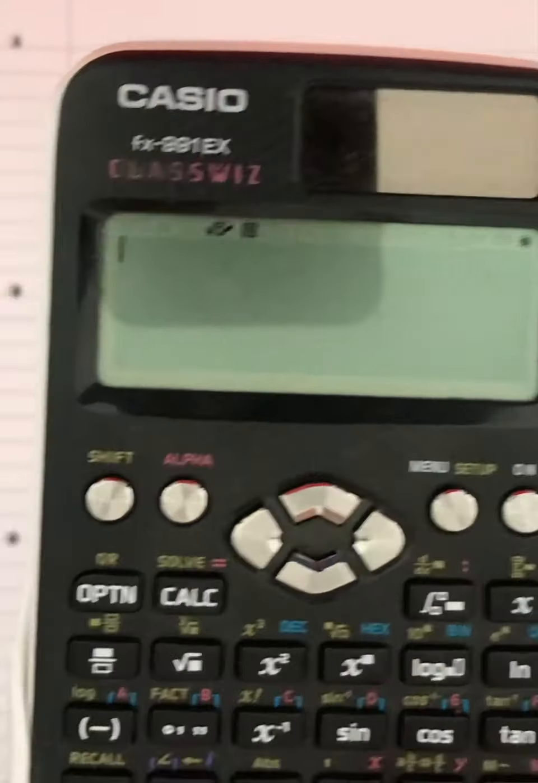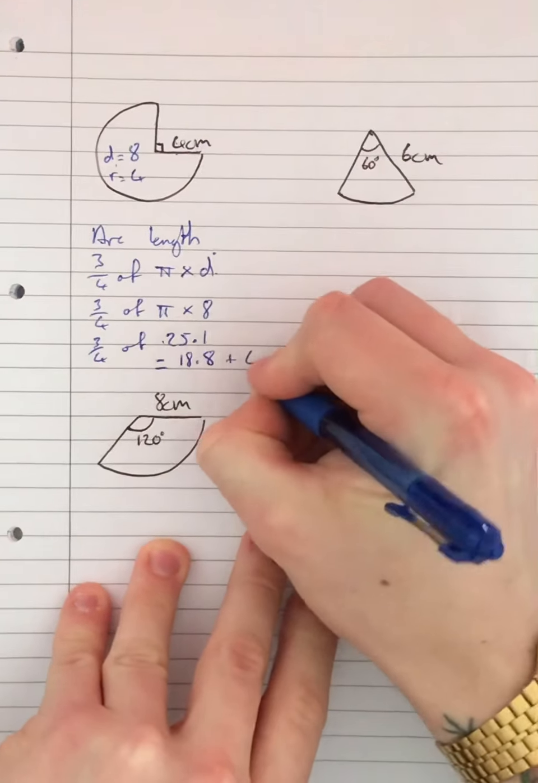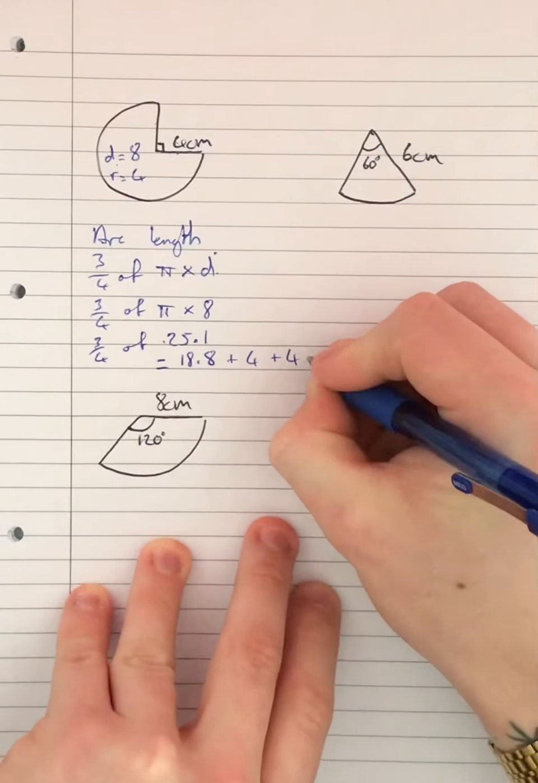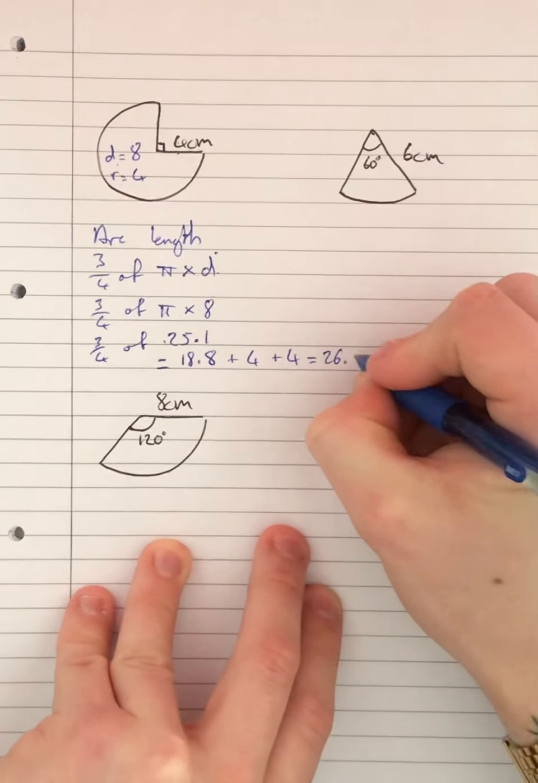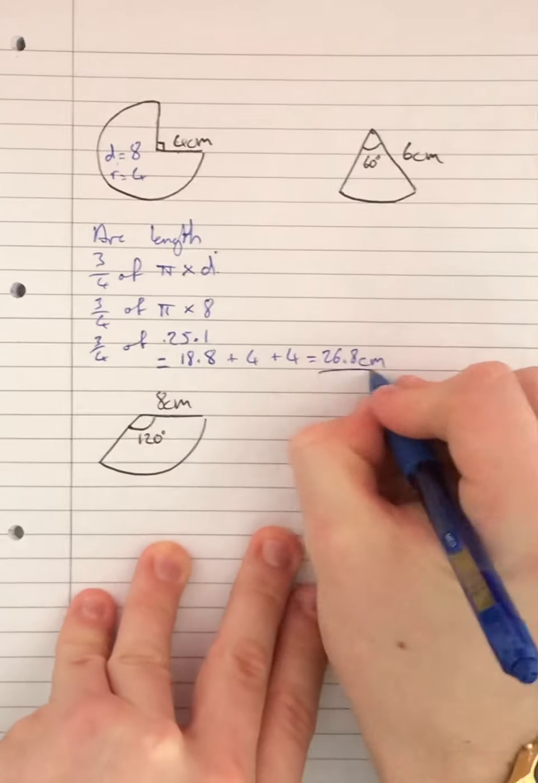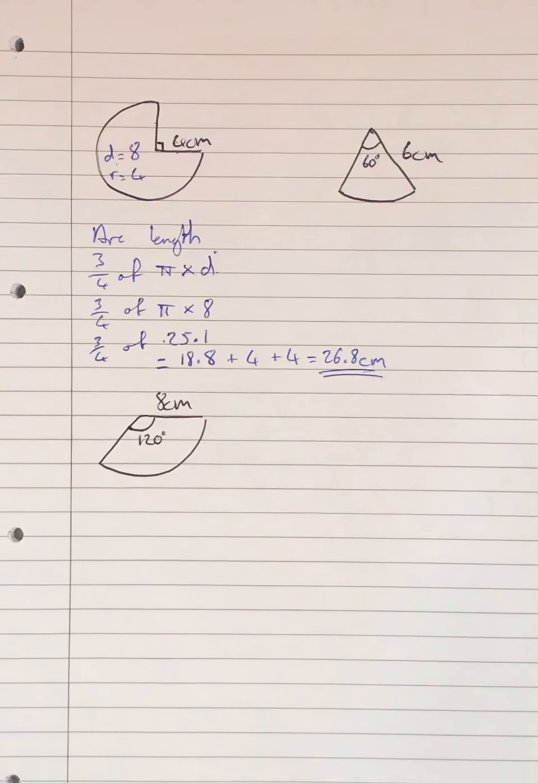Okay, now we've worked out the arc length, guys. We now just need to add on the two straight edges. So we're going to add on 4 and then add on 4 again, which is going to give us, we're adding on 8 to that, 26.8 centimeters.